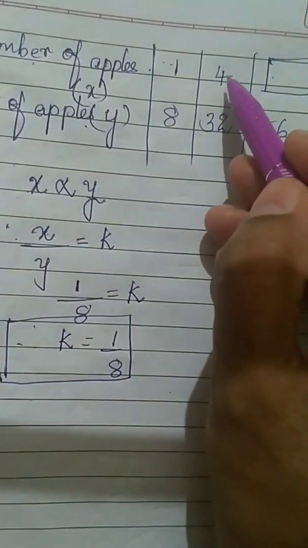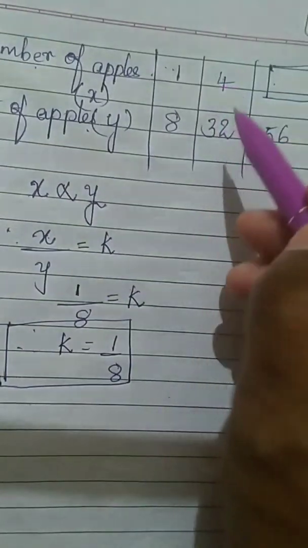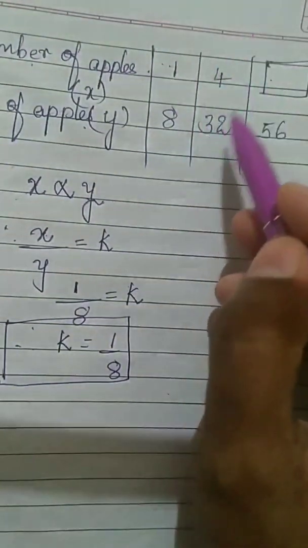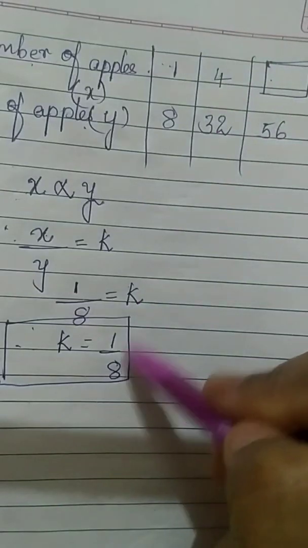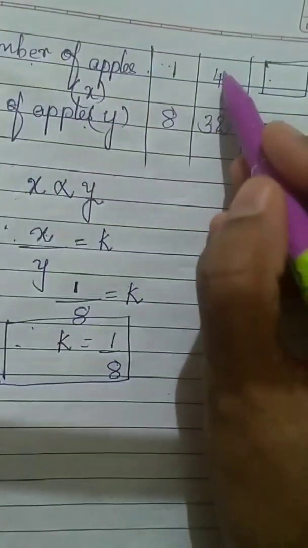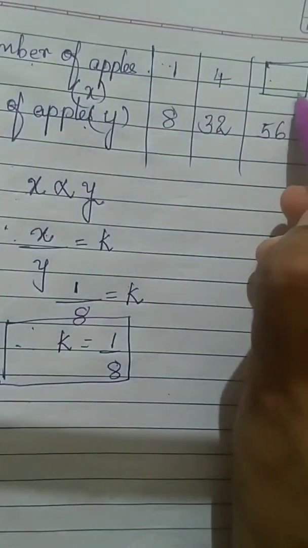You can do mental calculation for this and see: 4 divided by 32. 4 ones are 4, 4 eights are 32. So 1 upon 8, you are getting it correct. So this box is already filled. Now let us solve this one.